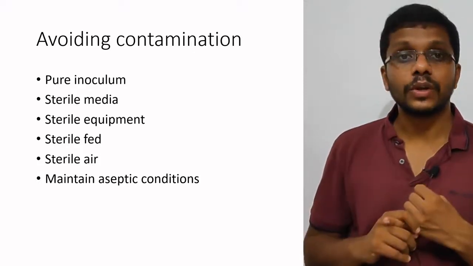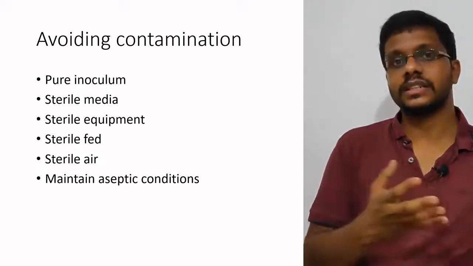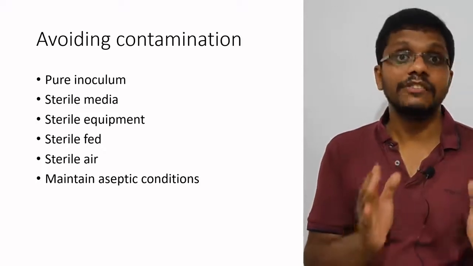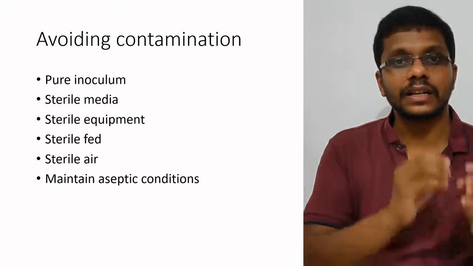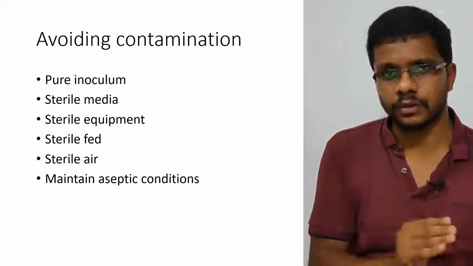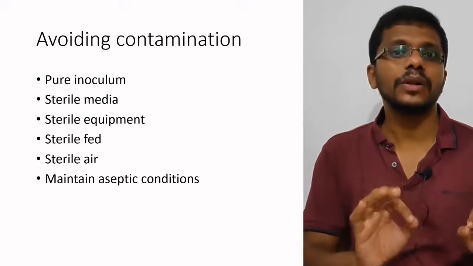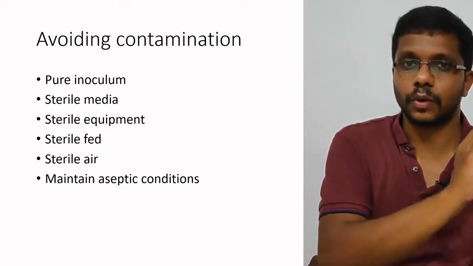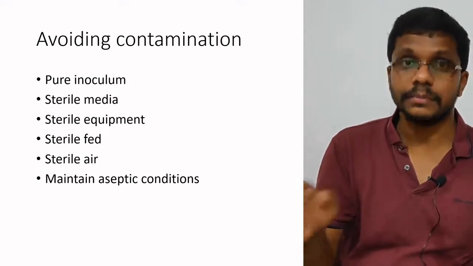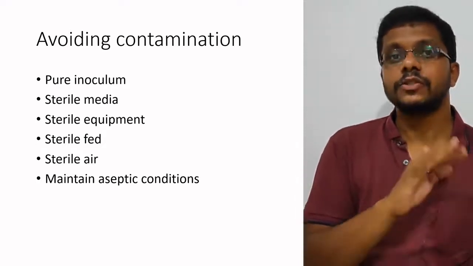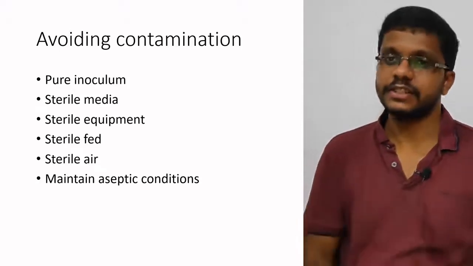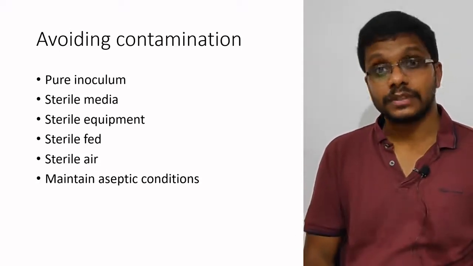First thing, the inoculum should be pure. The inoculum, the organism we are going to use in the fermentation, should be pure. If the inoculum is contaminated, you will get contamination in every place. So what is a pure inoculum? The pure inoculum contains only a specific type of organism. It should not contain any other undesired organism. It should not contain any viruses. So we always use a pure inoculum. That's one strategy. Secondly, we should use sterile media.